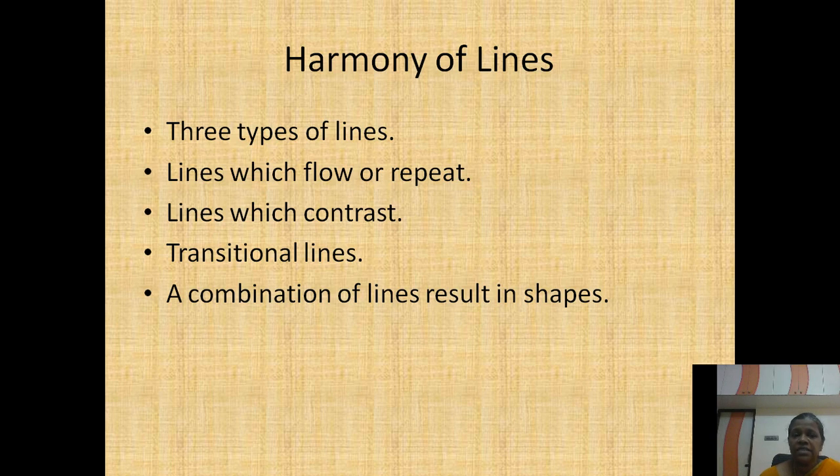First, lines which repeat or follow one another. Second, lines which contrast one another. Next, lines which are transitional. All these lines comprise the harmony. If you see the picture, you can understand very clearly. In any arrangement, all these lines must be present: lines which follow, lines which contrast and transitional lines. Then what is a shape? A combination of lines results in a shape.